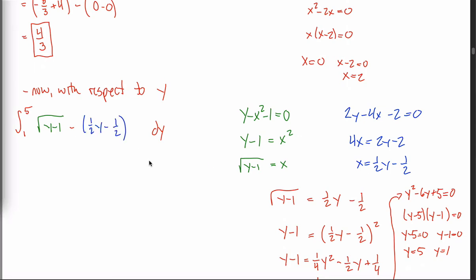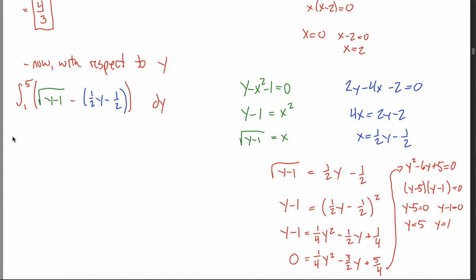Now we're done with chapter 6 stuff. Right now it's a chapter 5 question. The chapter 5 question is, can you figure out this definite integral? And I think the answer is yes. If we clean this integral up a little bit, we can rewrite the square root of y minus 1 as y minus 1 to the 1/2 power.